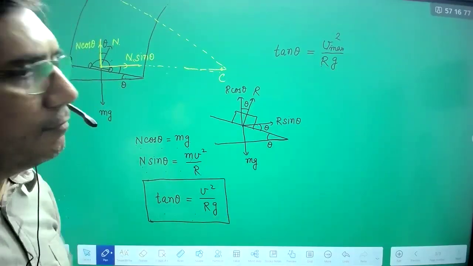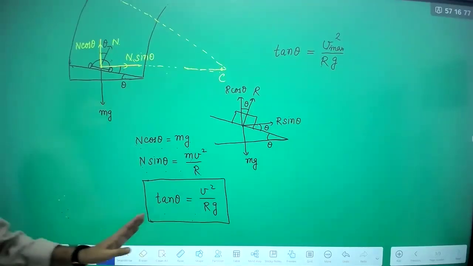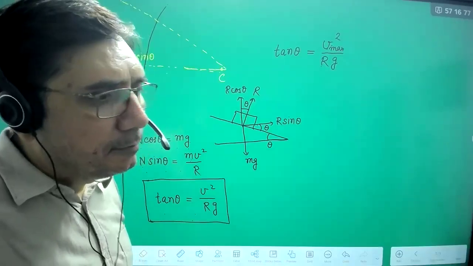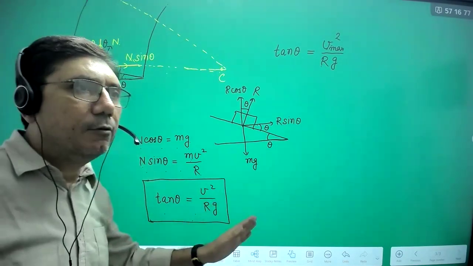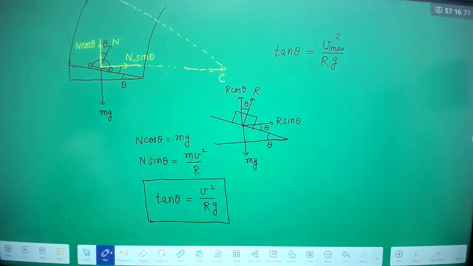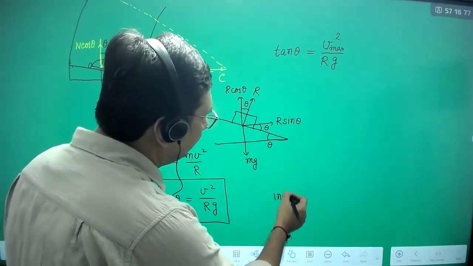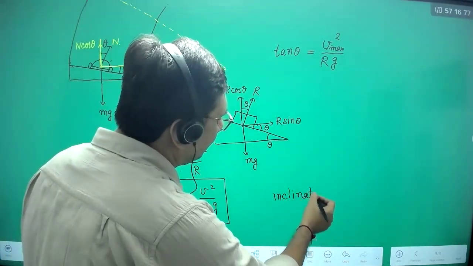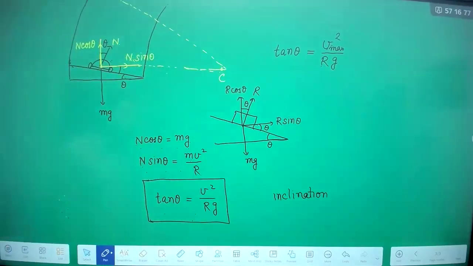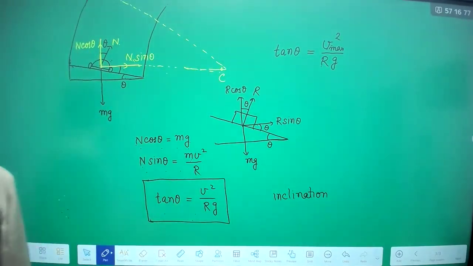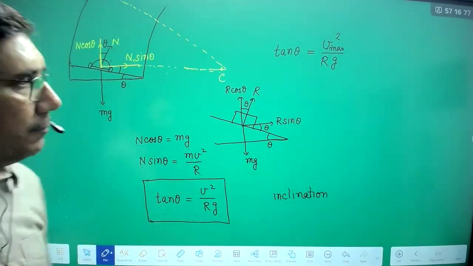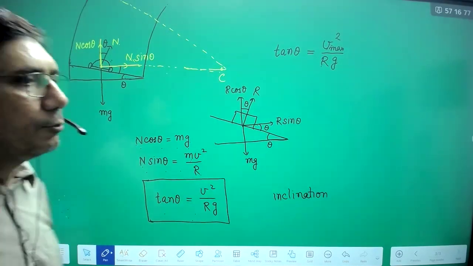From this equation, one can find out the angle of inclination for the banking of road corresponding to the upper limit.